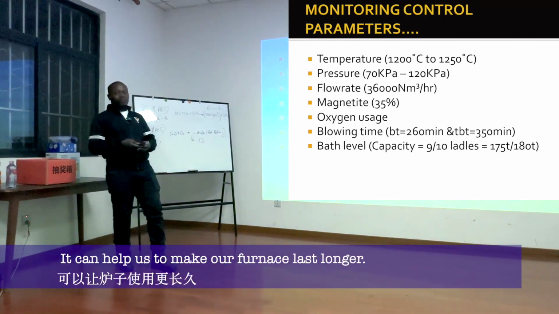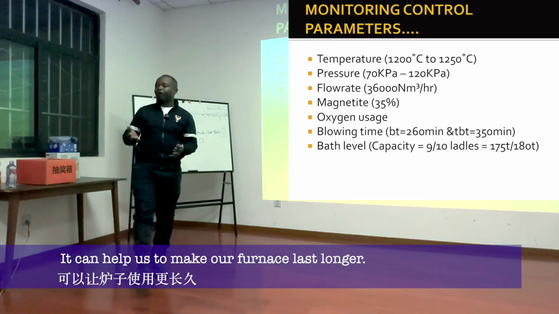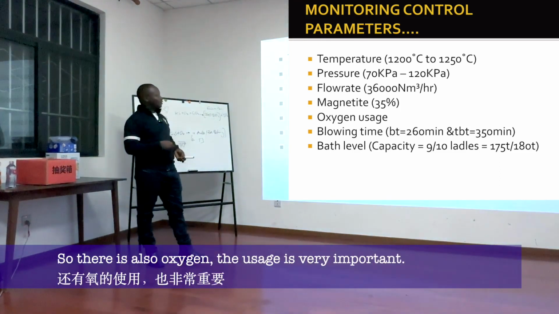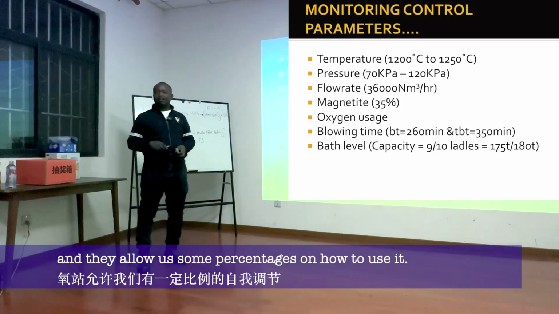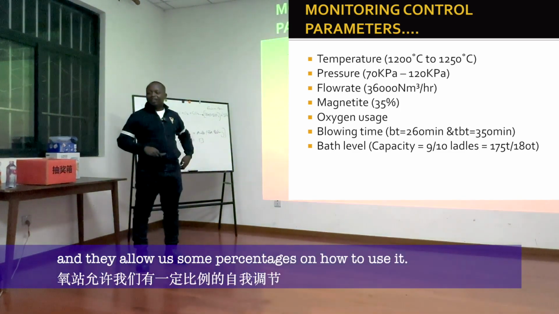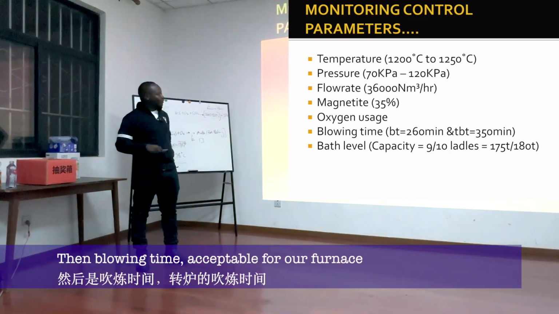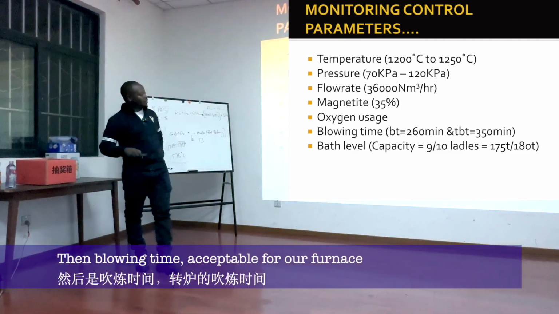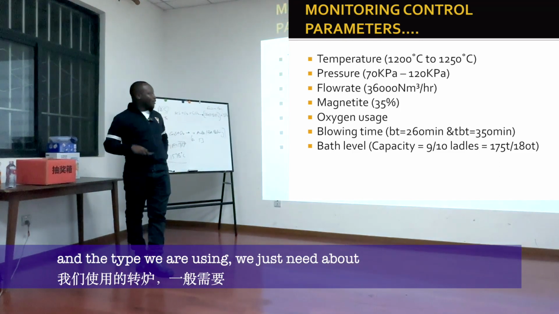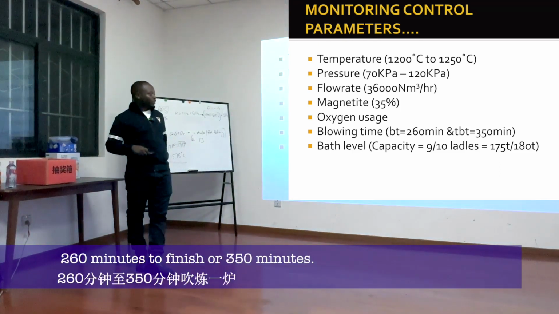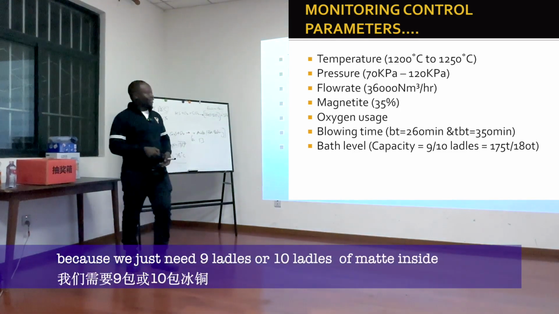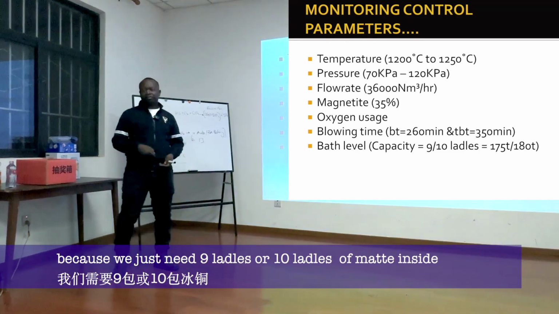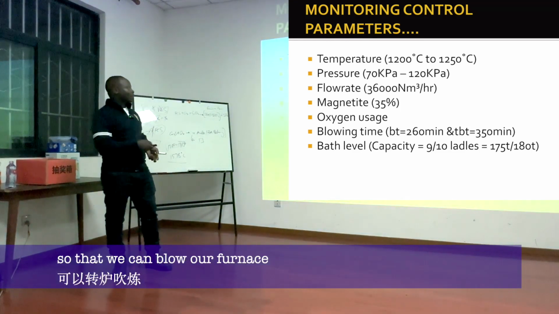It can help us to make our furnace last longer. So there is also oxygen. The usage is very important. We get it from the oxygen plant, and they allow us some percentages on how to use it. Then blowing time, acceptable for our furnace and the type we are using, we just need about 260 minutes to finish, or 350 minutes. Then this, I talked about it, the capacities, because we just need 9 ladles or 10 ladles of mat inside so that we can blow our furnace.